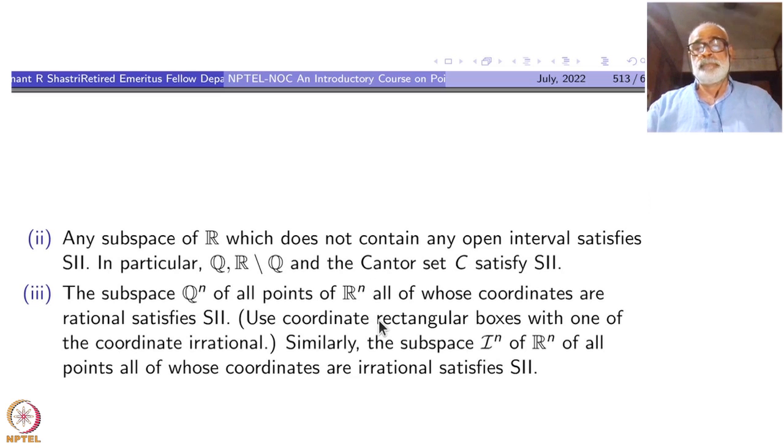Sir, so from Q and the irrationals being S2, the product will automatically be S2 also, right? That is one way of looking at it. Yes, you can use that here because S2 is productive. So you can use that one also. No problem.